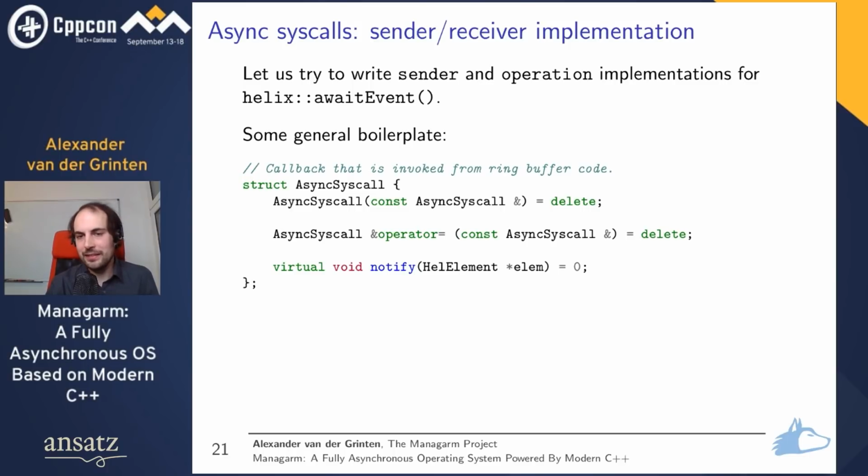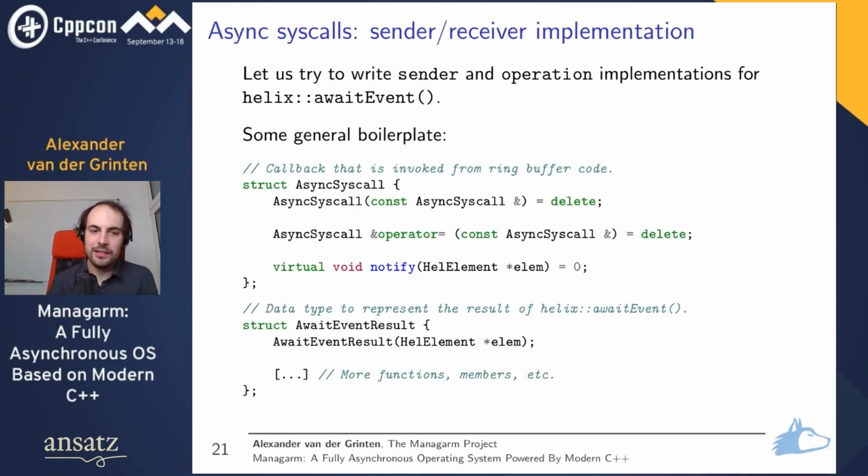Well, the first two lines just delete the move operators and copy operators. And then there's only a single virtual function called notify, and we assume that the ring buffer code calls this function when it sees a new element in the ring buffer. That's just how our notification mechanism works.